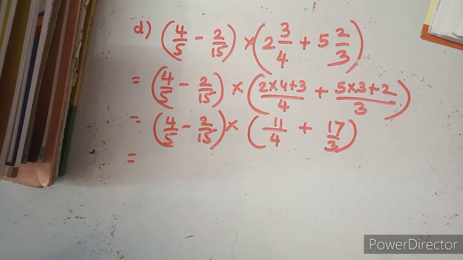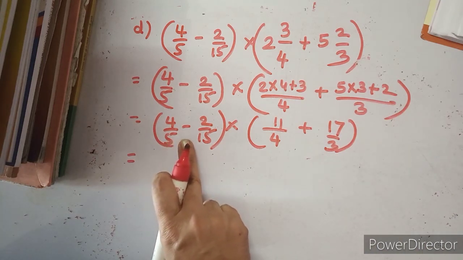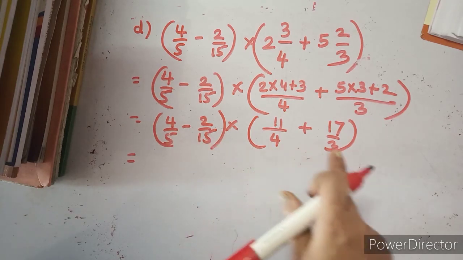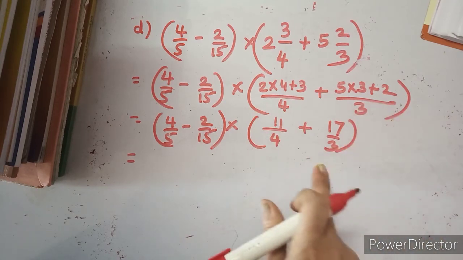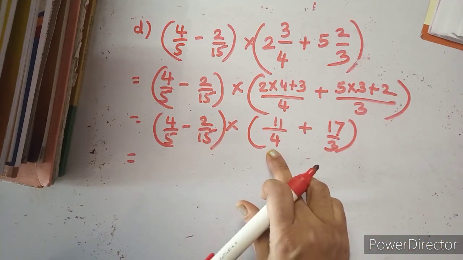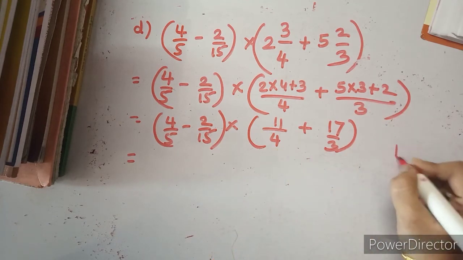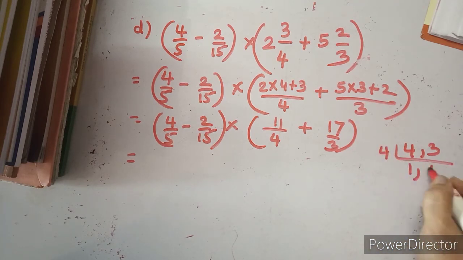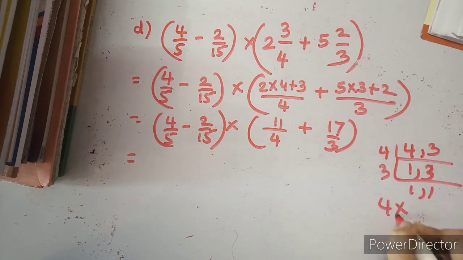Then the next step is to take out the LCM. So we need to take out the LCM of the first bracket, that is the 4 and 3. First we will solve this bracket, then we will come to this bracket. So first you need to take out the LCM of 4 and 3. So this 4 and 3 will give you the LCM as 12. Now see, so LCM will come as 12.